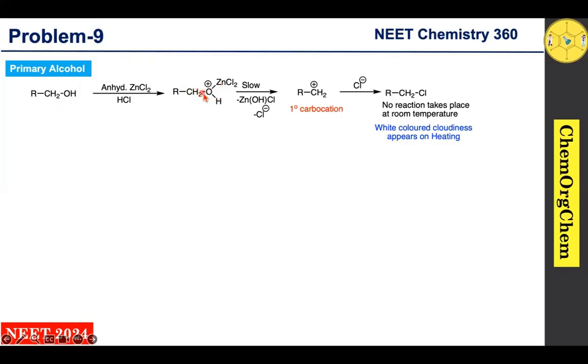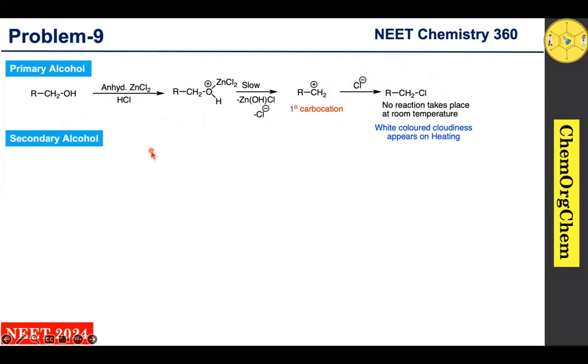So now you see this carbon-oxygen bond cleaves, the electrons move towards the oxygen atom, resulting in the generation of a primary carbocation. This primary carbocation reacts with the chloride ion. This chloride ion comes from the previous step, and reacts with the primary carbocation to produce the primary alkyl chloride. However, in general, this reaction doesn't take place at room temperature. However, when you heat this reaction mixture, the white colored cloudiness appears because of the formation of primary alkyl chloride.